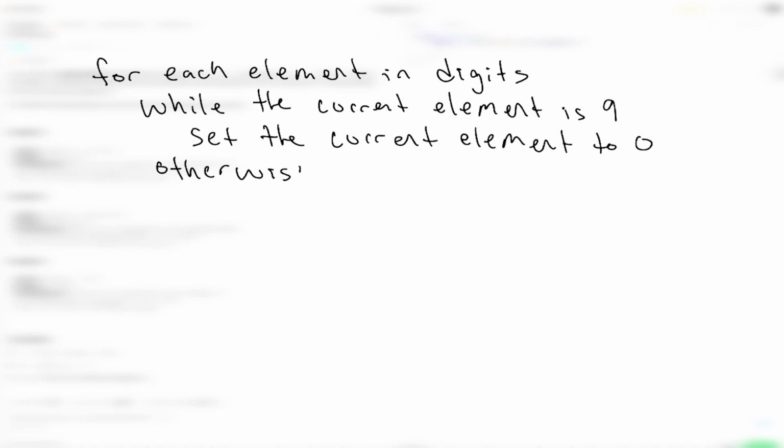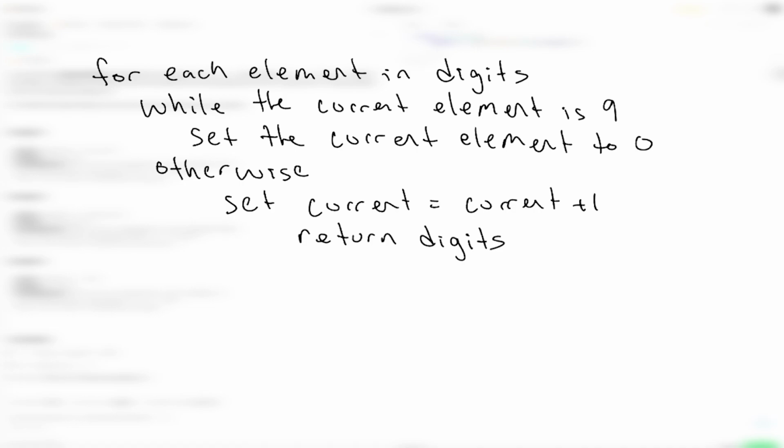For our pseudocode, we're going to start out by saying for each element in digits, while the current element is 9, we're going to set that current element to 0. Otherwise, we're just going to set the current value to current plus 1 and return that digits array. If we made it all the way through the loop, that means we haven't returned anything and that we have 1 carryover at the end.